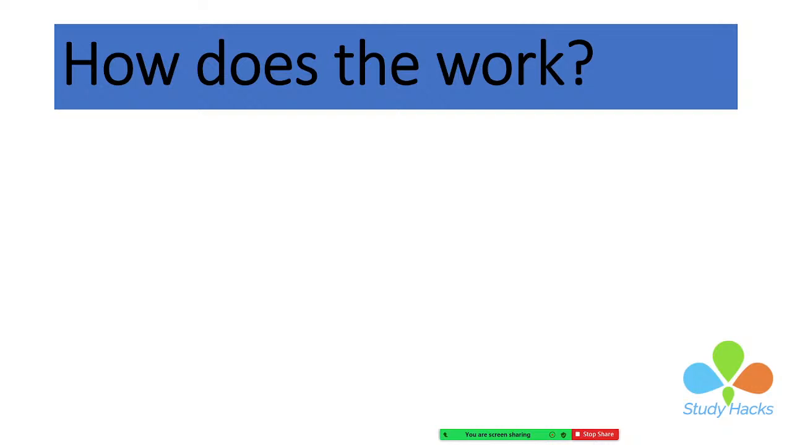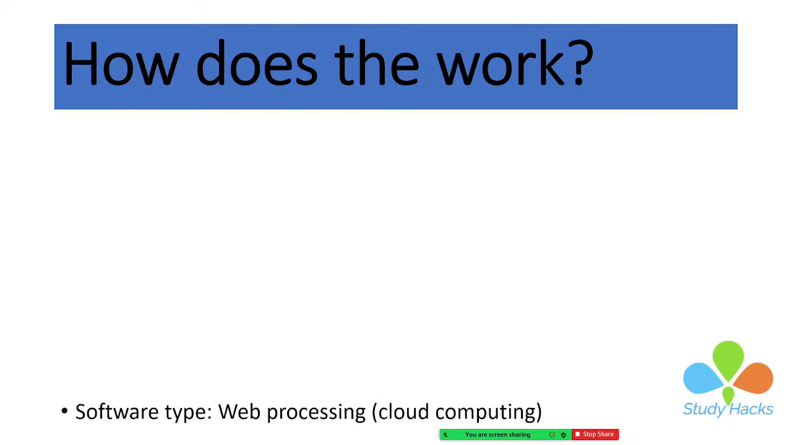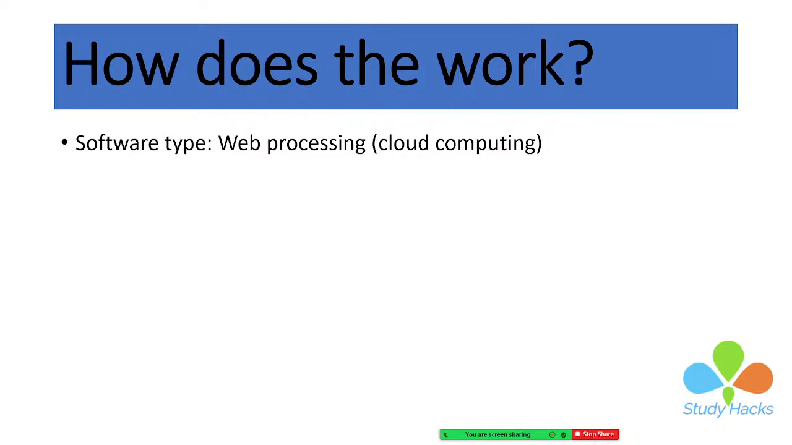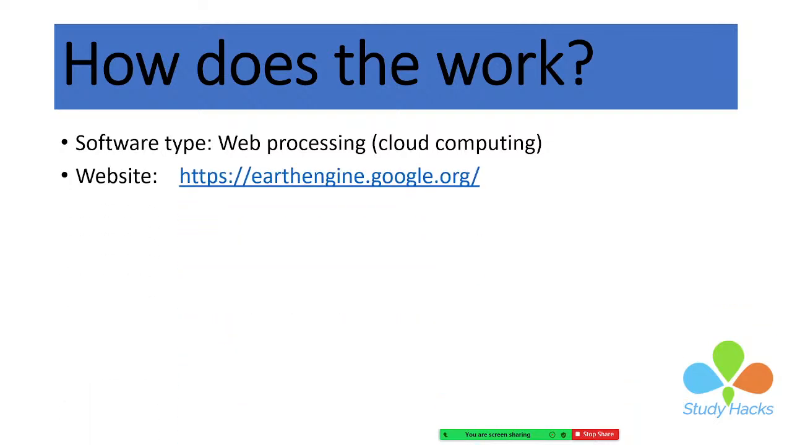Currently JavaScript and Python are supported, but JavaScript is more advanced. So in this training I will use the JavaScript API. You don't need to download any software. This is web processing, or cloud computing, and this is the main website, earthengine.google.org. Accessibility is online, so you must be online.